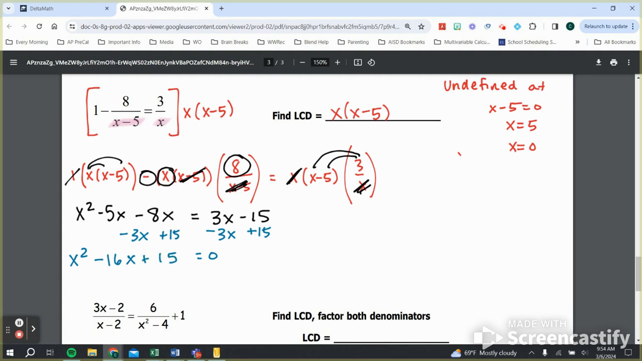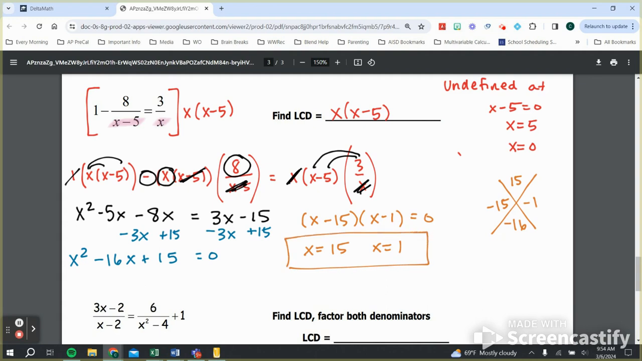Let's look for some factors of 15 that add up to negative 16. So we'll use negative 15 and negative 1. So when I factor that, I get x minus 15 times x minus 1 is equal to 0. So we have x equals 15 and x equals 1. So if we look at our undefined, we can see that they are not the same. So both of these are possible solutions.